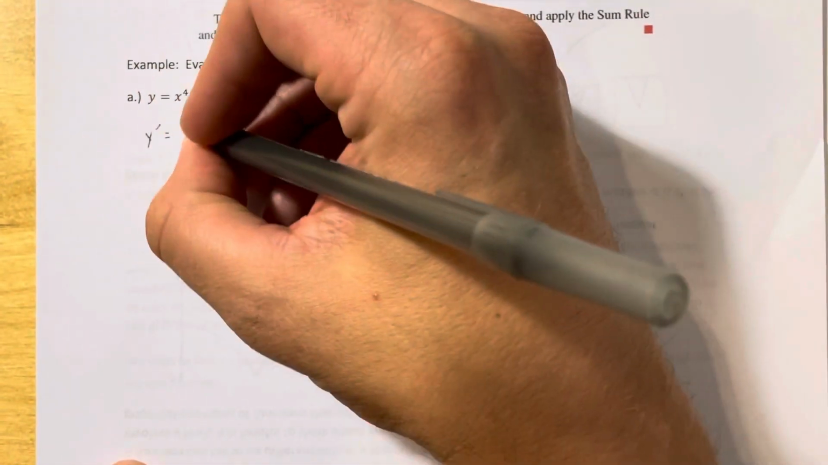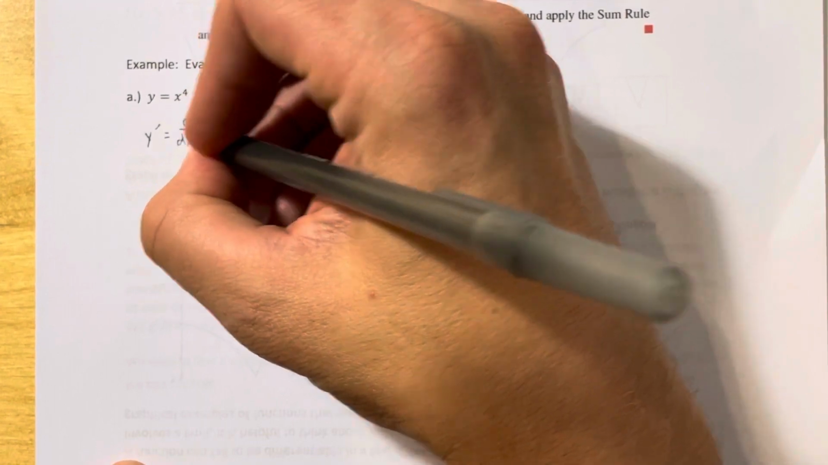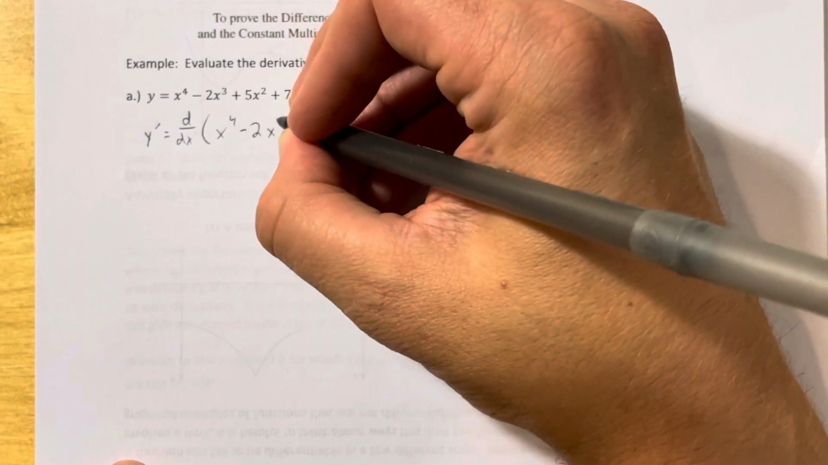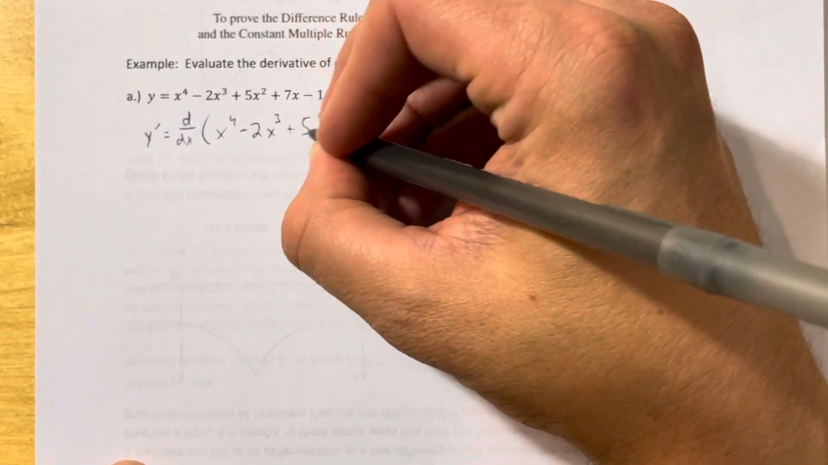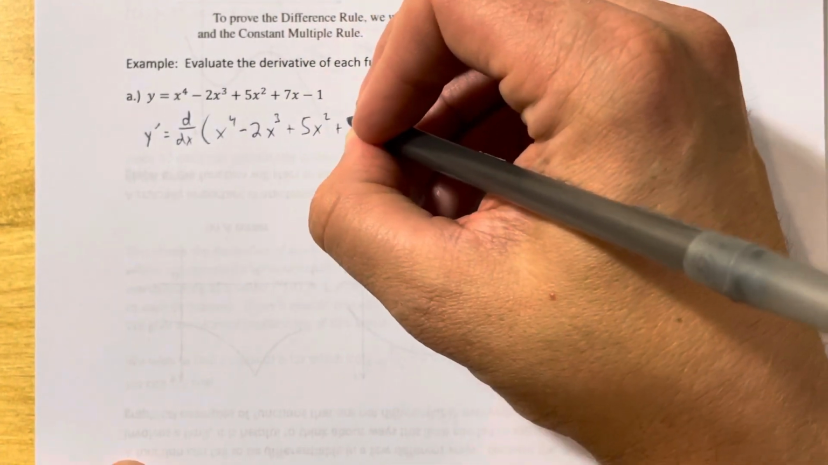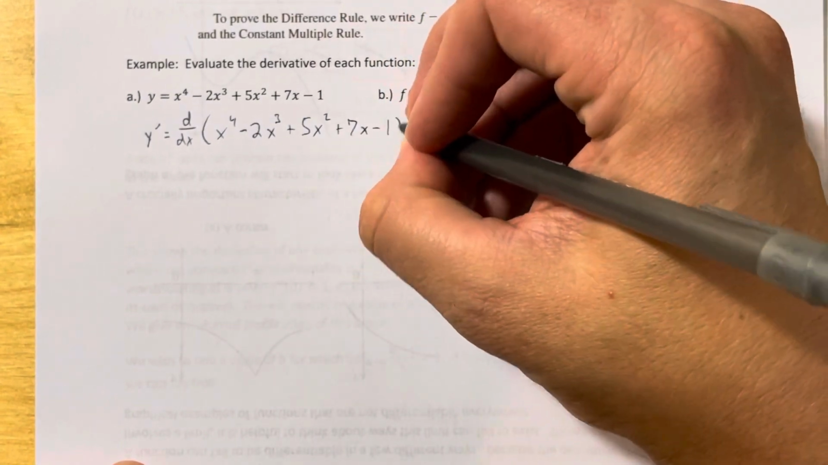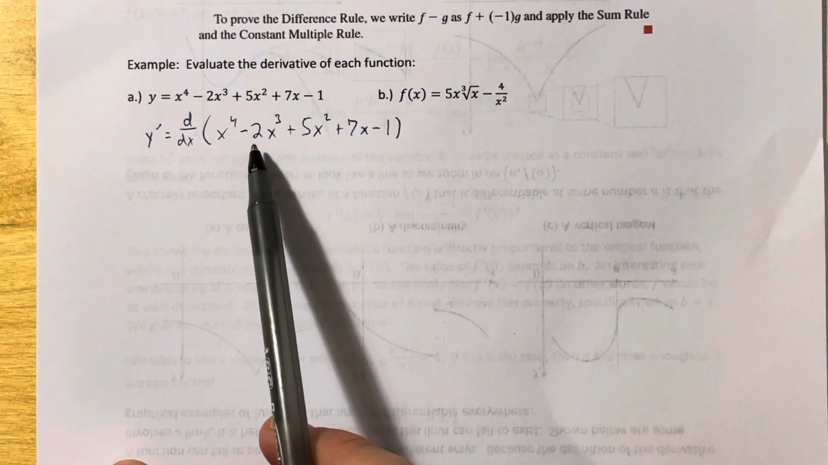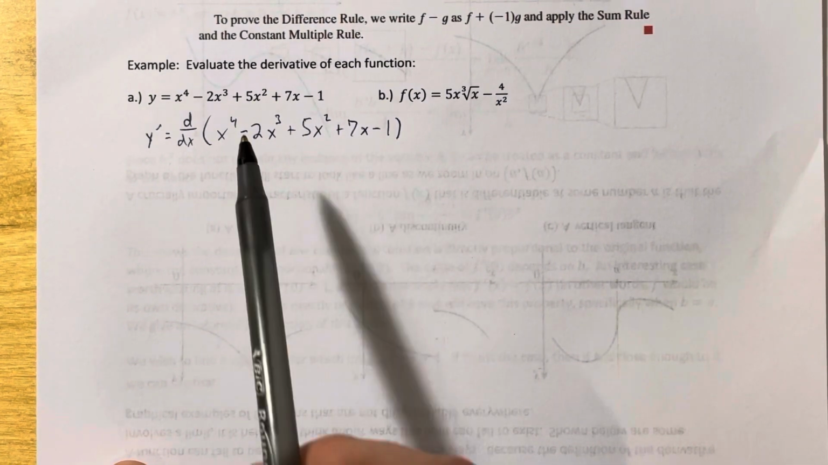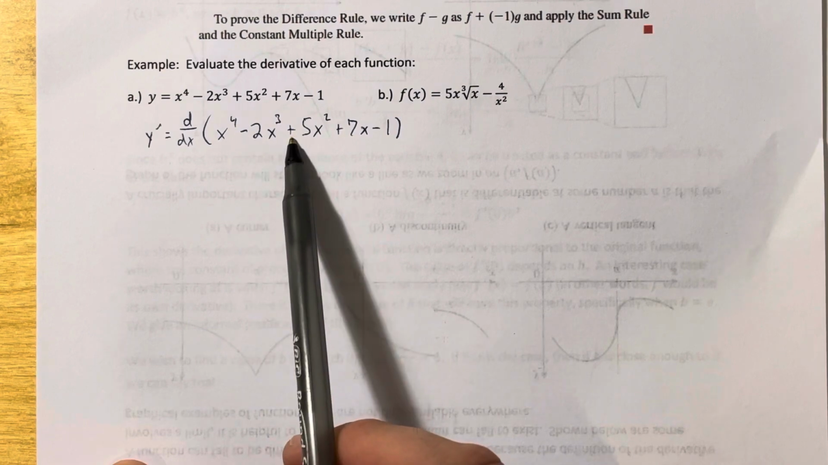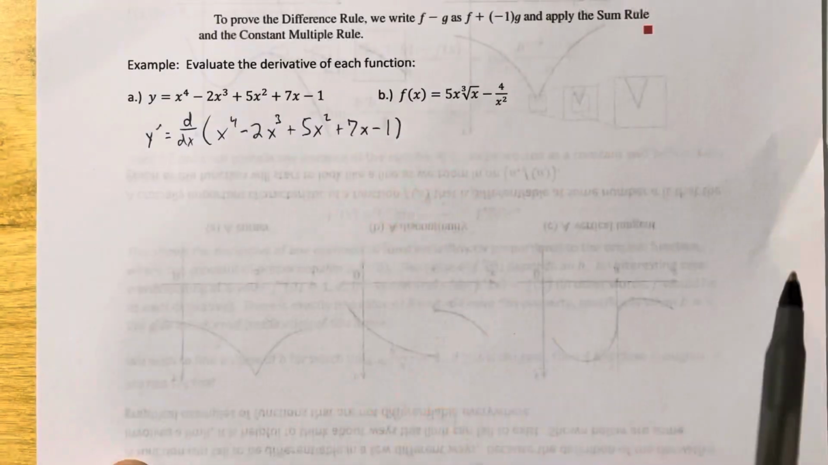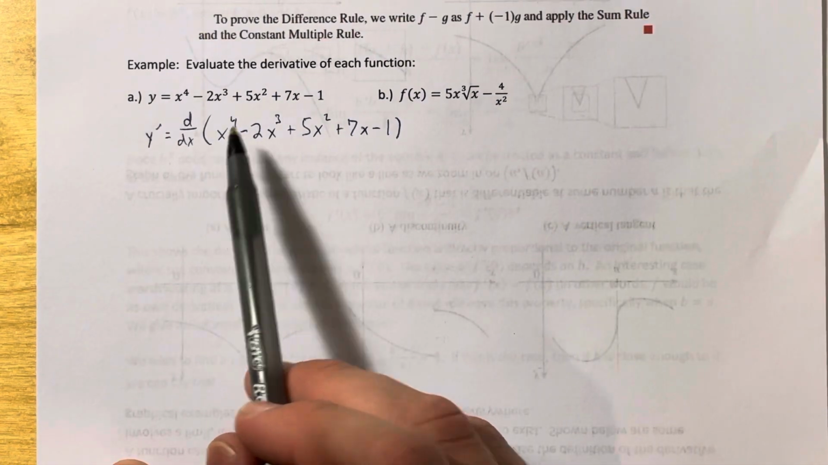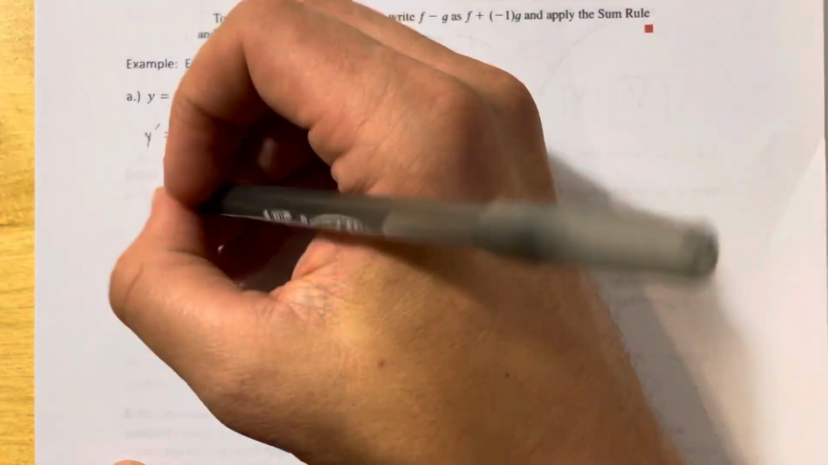Y prime is by definition the derivative of this. I'm actually going to be writing more work in this example than I would normally do when differentiating a polynomial, and this is only to show you where the rules that we just talked about come into play. So because this polynomial is a combination of differences and sums of these different terms, my sum and difference rules that we proved at the end of the last video allow me to take the derivative of each one of these independently.